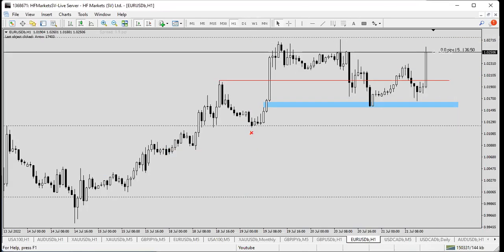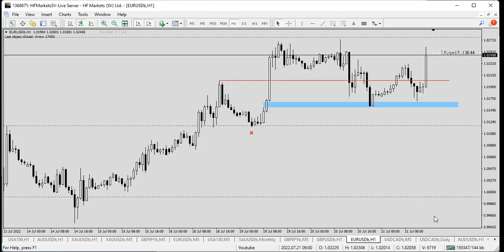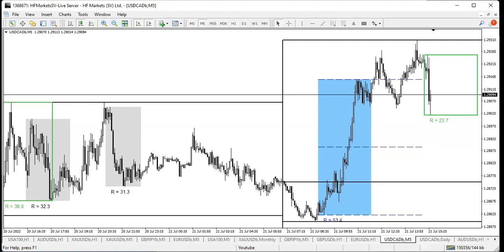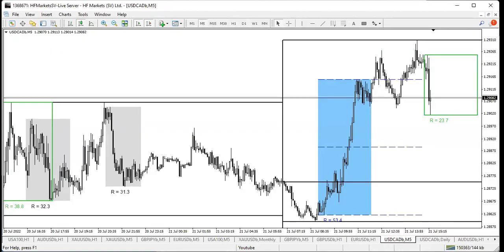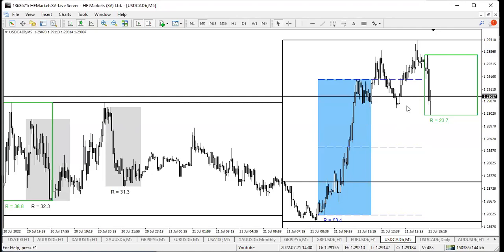Yeah, EU still looking like it needs to do something, and I want it to do something low. I don't think we finished UCAD anyway, but large London range, imbalances, and the lowest closing down candle will be my focus. Needs to close below this guy here.